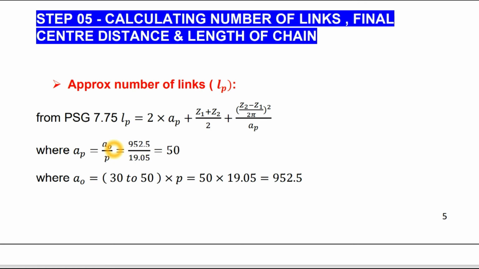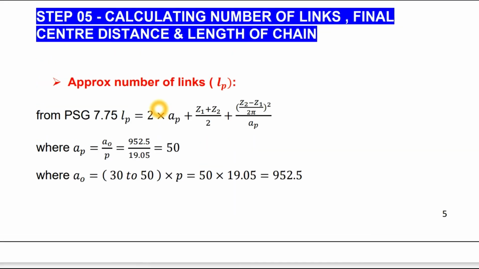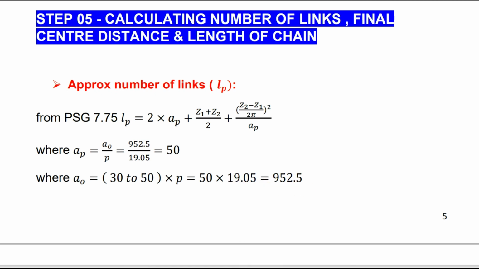This assumed center distance you will get from the data book, page number PSG 7.74. There you can see the center distance: optimum center distance A is equal to 30 to 50 P. So A0 is equal to 30 to 50 into P. From this, any value you can take. I have taken 50 into P. P is the pitch you got here, which is 19.05. So put the value 50 into 19.05, you get 952.5. Put this value here with pitch 19.05, substitute, and you will get AP.